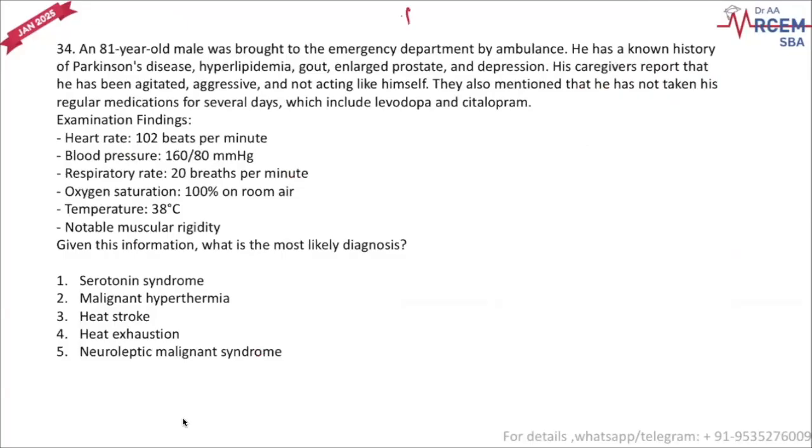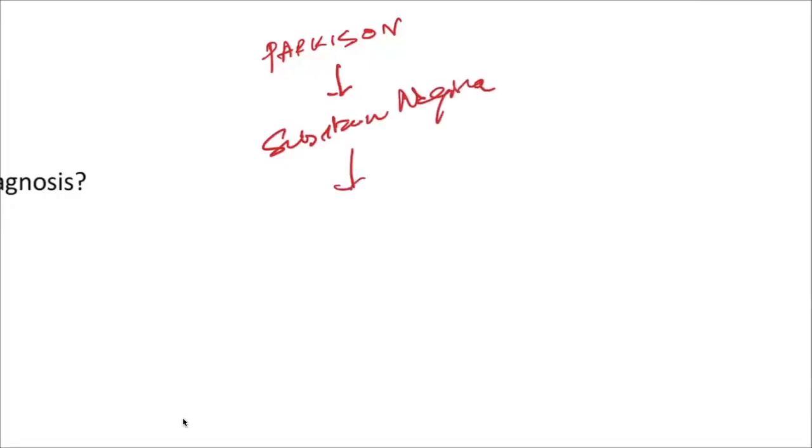This is a difficult question which appeared in the last diet. A few parameters we need to be aware of. What is Parkinson's? Parkinson's is a disorder where the substantia nigra is involved. When the substantia nigra is involved, there is decreased dopamine secretion. That's why we keep on treating the patient with levodopa.